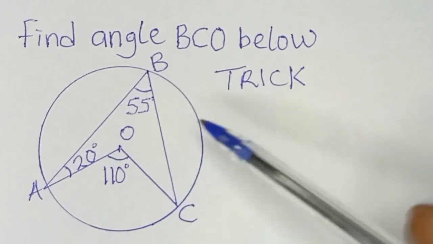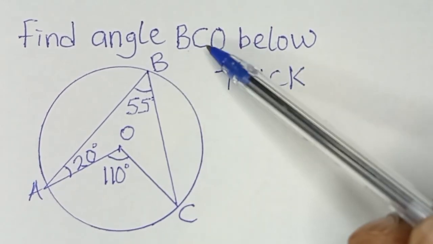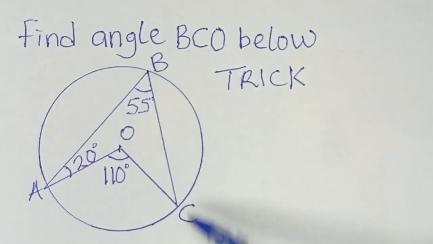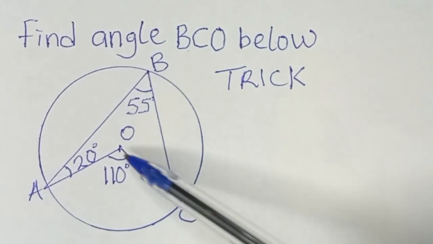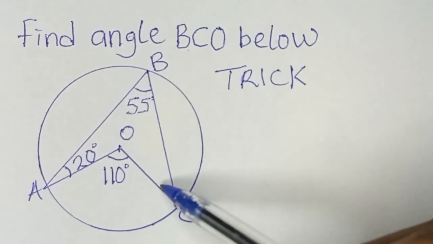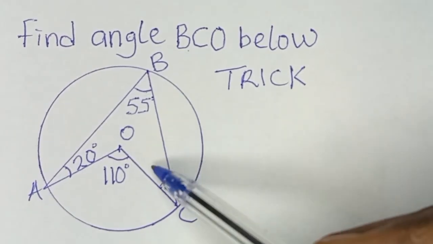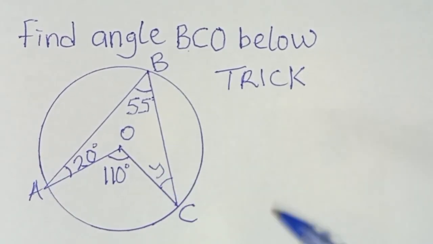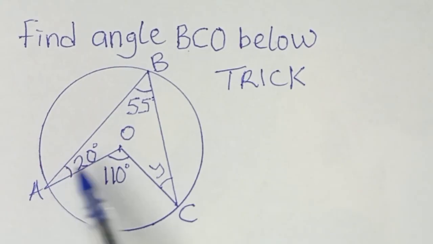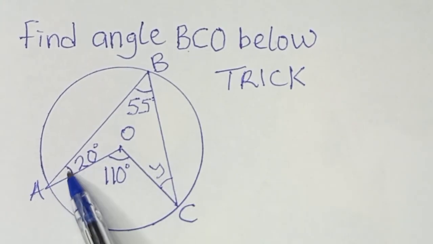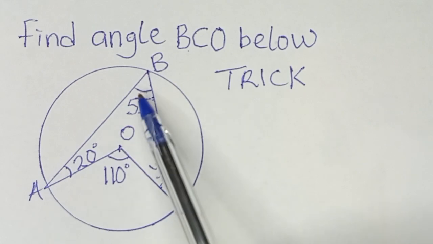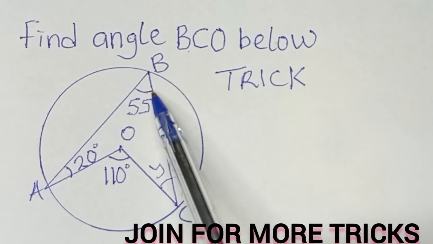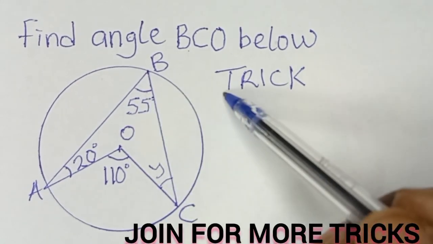So, for example, we are looking for BCO. That is this angle here. That is what we are looking for. Let this angle be Y. So anytime you are given either of these 2 angles and you are asked to look for one, and you know the angle at the circumference, the trick is very simple.